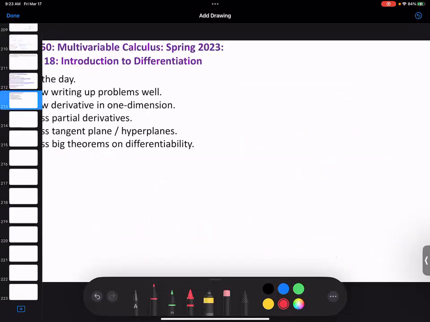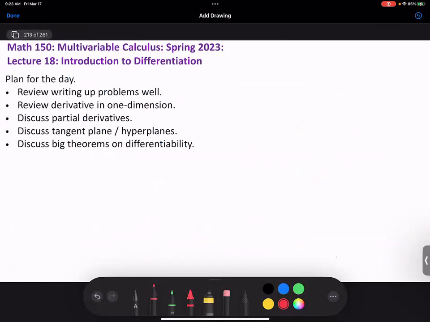Okay, so the plan for today was we reviewed writing up problems. So we talked in the past about the derivative in one dimension. We talked a little bit about partial derivatives and that there were 3 ways of writing the derivative in one dimension. We talked about f of x plus h minus f of x over h. We also talked about writing it as f of x minus f of a over x minus a, with x going to a. And if you really just let x be a plus h, it's the same as what we just did.